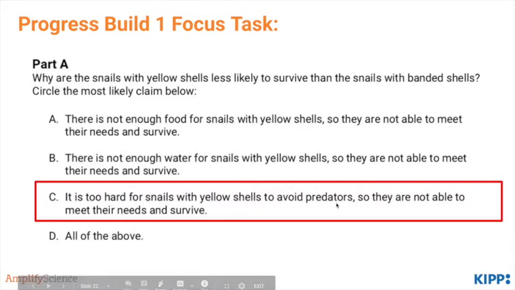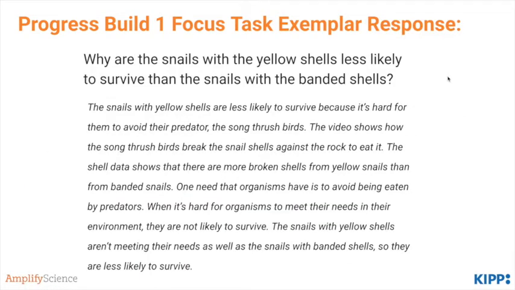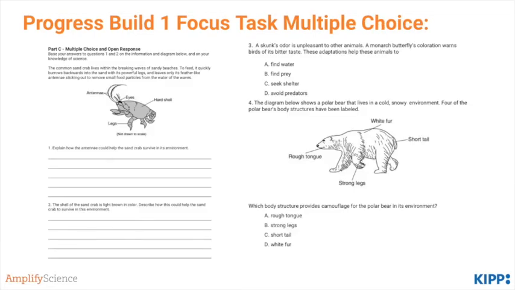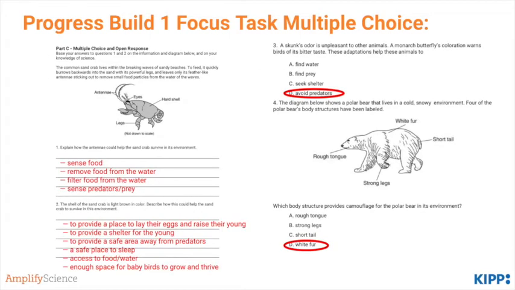Great, so for part A, you should have marked claim C as the most likely claim. The evidence to support that is provided in this exemplar explanation. Go ahead and read it over and compare it to your own. And here's the multiple choice questions on the Progress Build 1 focus task. Go ahead and complete them now. Pausing now. And here's the answers. Go ahead and check them. Pausing now.